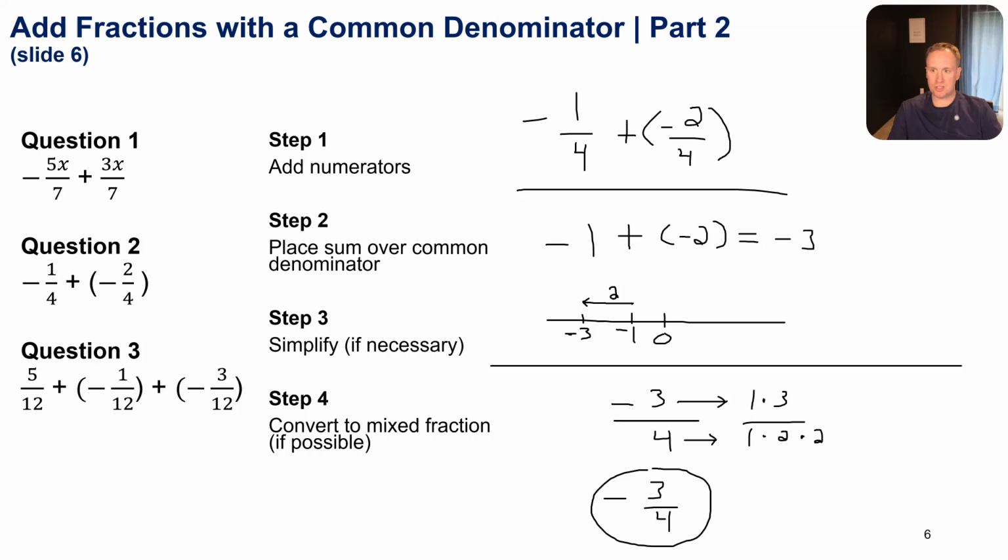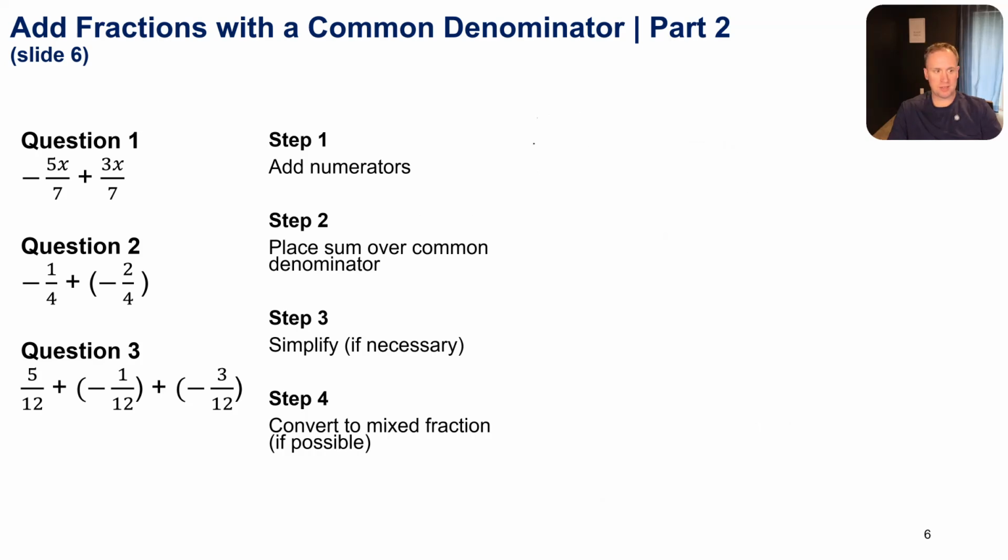Okay, let's look at question number 3. This is interesting as well because we have 3 fractions in a row here. We have 5/12 plus a -1/12 plus, I should probably keep this more even, -3/12 here. So again, notice the denominator is the same. So luckily I don't have to change anything with the denominator.